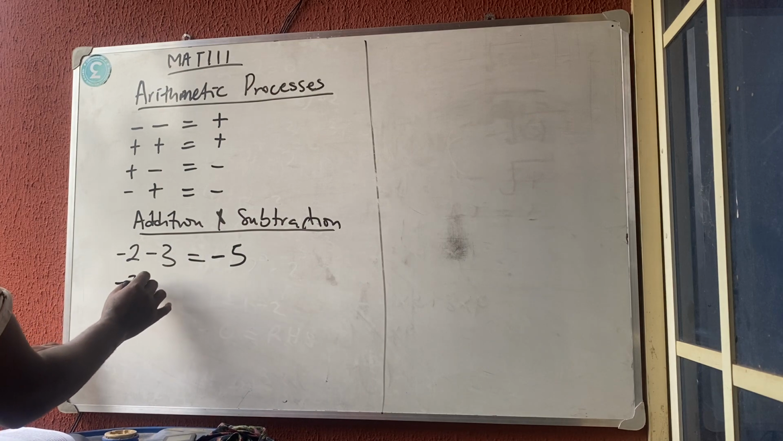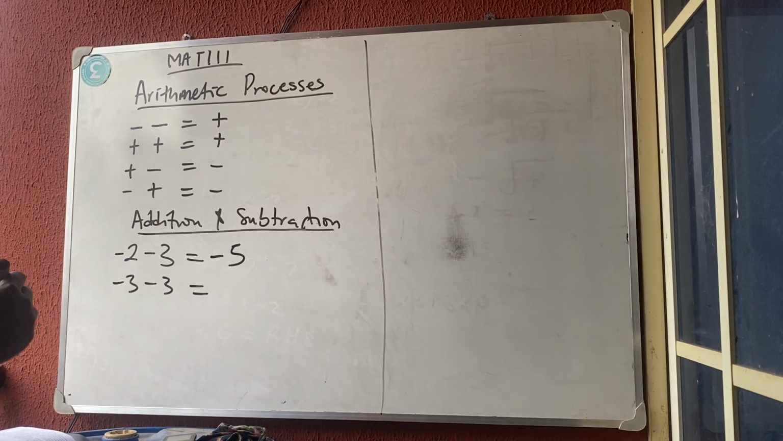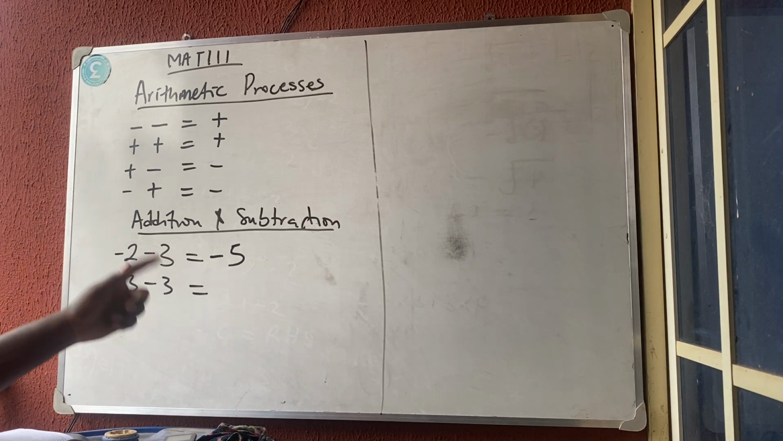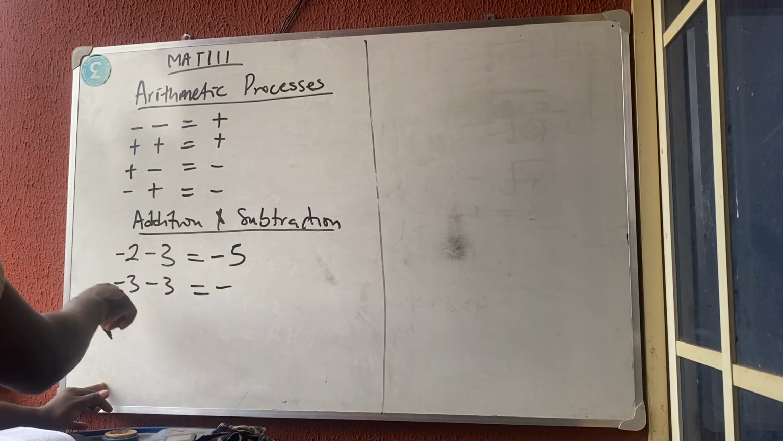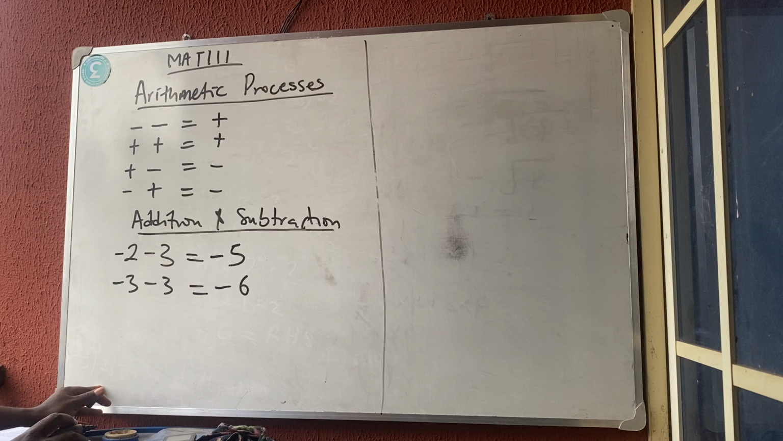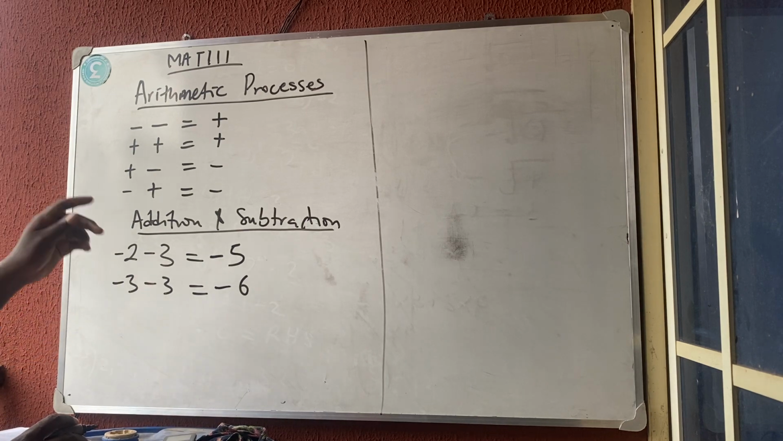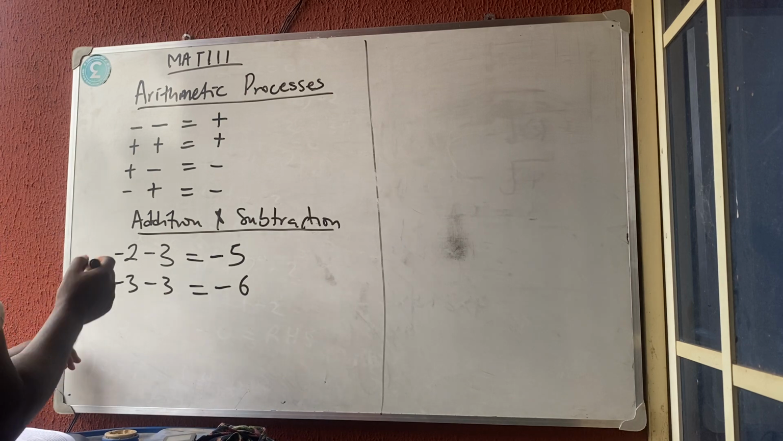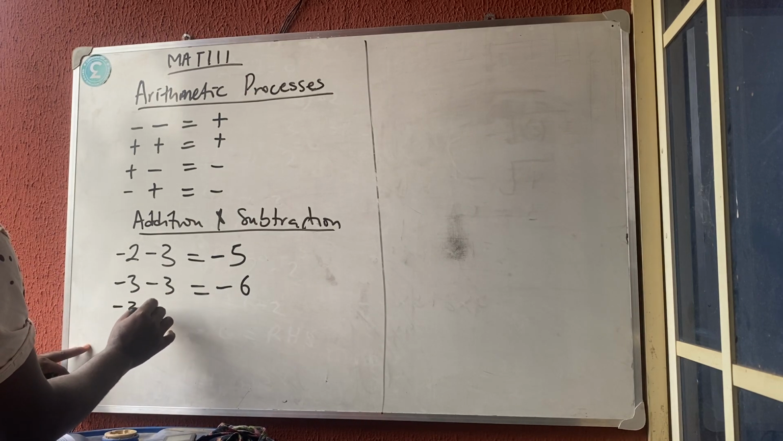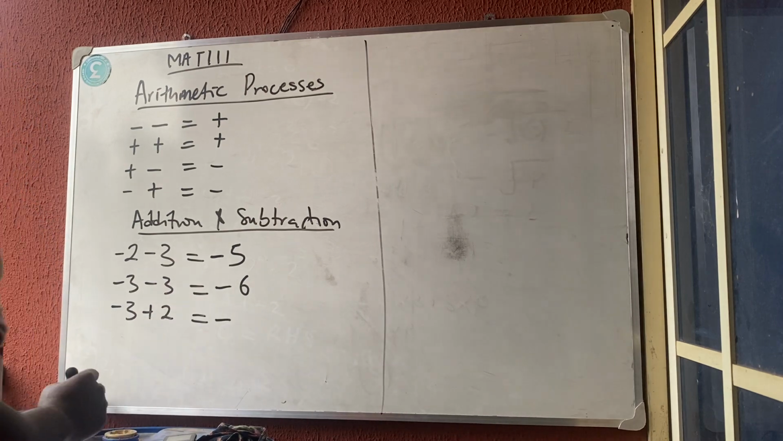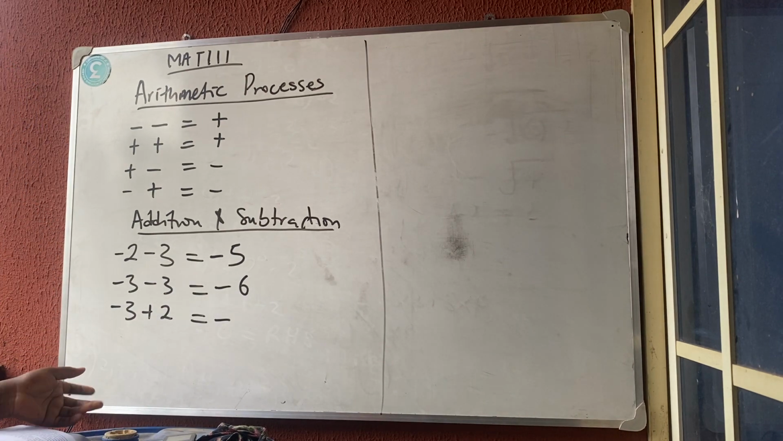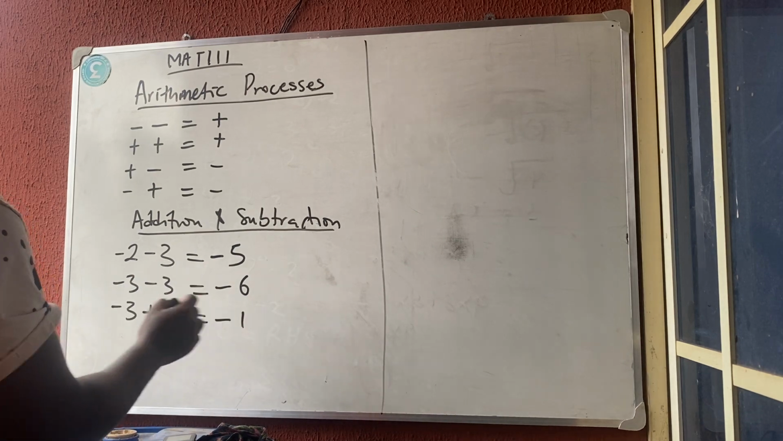So minus 3 minus 3, for instance. The signs are the same, so the operation should be plus. But the sign I'm going to take, since there is no bigger one, is one of them, which is minus. Minus 3 minus 3 will give you minus 6. But if the signs are not the same, for example minus 3 plus 2, remember, 3 is bigger than 2 and the 3 has minus, so my answer will go with minus. The signs are not the same, so the operation I'm going to do is minus. So 3 minus 2 is 1, and my answer is minus 1.